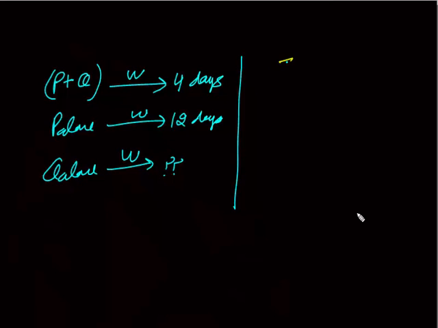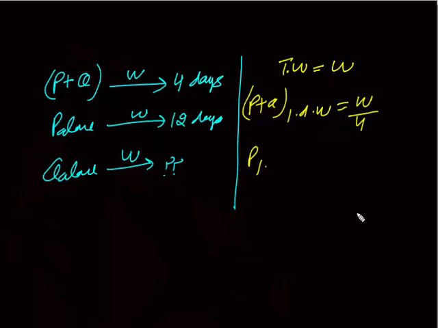Now let's say total work TW is equal to W. So P plus Q's one day work would be W by 4. P alone's one day work would be W by 12, because in 12 days P is doing W units of work, so in one day he will do W by 12. Now for our convenience, we will take W as a multiple of both 4 and 12. So let's say W is equal to 12 units.